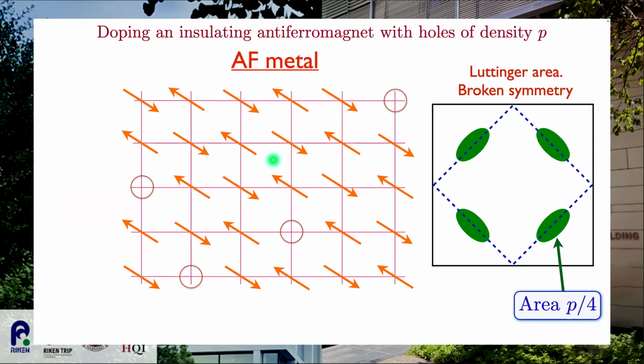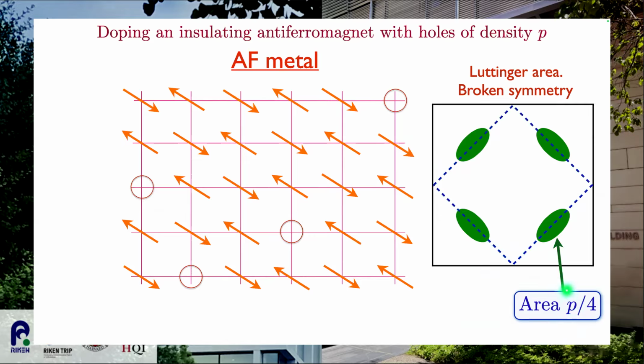And these become mobile, and maybe you get a metallic state, but you still have long range order. So in this case, the symmetry has been broken. But you can ask from the Luttinger argument, in the presence of the broken symmetry, what is the Luttinger prediction for the size of the Fermi surface? So that's a relatively simple calculation. And the answer is you get 4 pockets with the area p over 4.